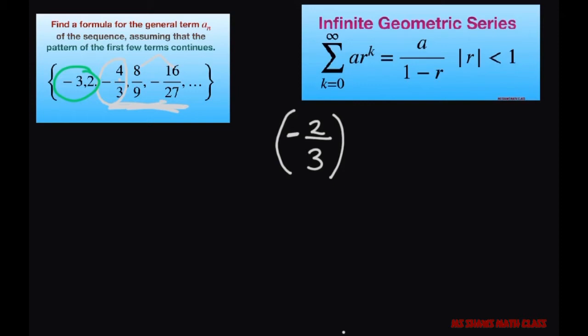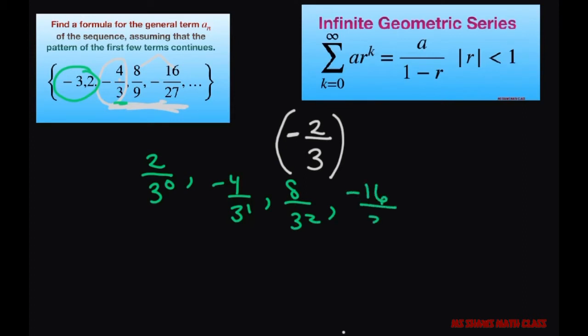If you look at the 2, I can write this as 2 divided by 3 to the 0 power. In this case, this would be negative 4 divided by 3 to the first power, 8 divided by 3 squared, and negative 16 divided by 3 cubed. So this works out fine. We're going to write n minus 1 here. And since it has a common ratio, I'm going to write my negative 3 as my first term. So this is going to be your nth term, or your explicit formula.